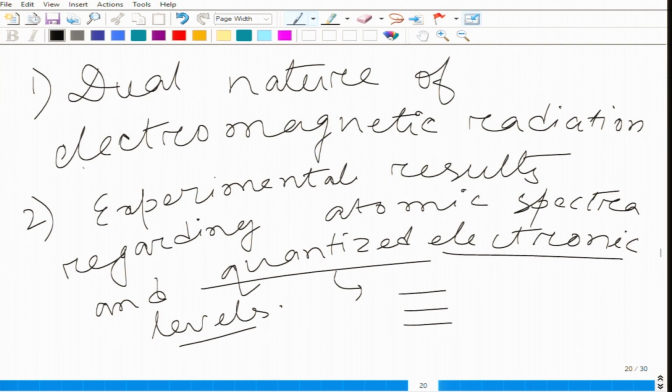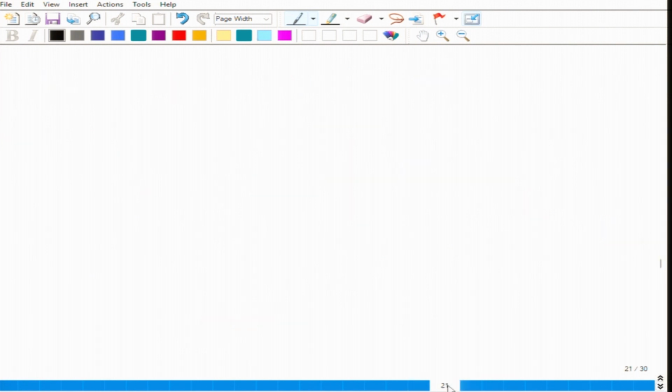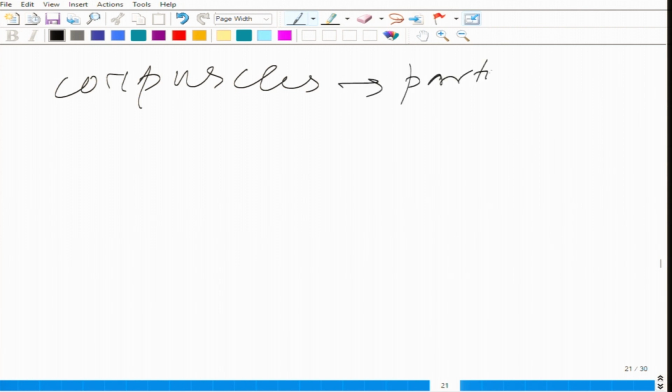So, first of all, we will now study about the electromagnetic radiations. So, what are electromagnetic radiations? Initially, it was assumed that light or the radiations have particles. They were called corpuscles. They were considered as particles of light. But this was very initially, like in the time of Newton.